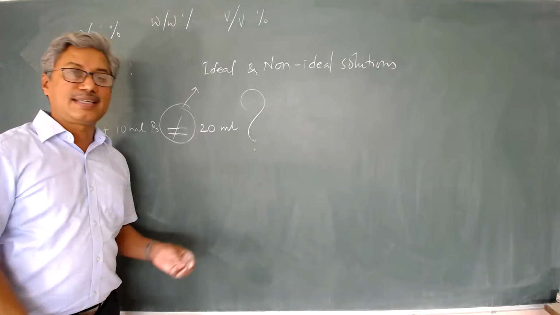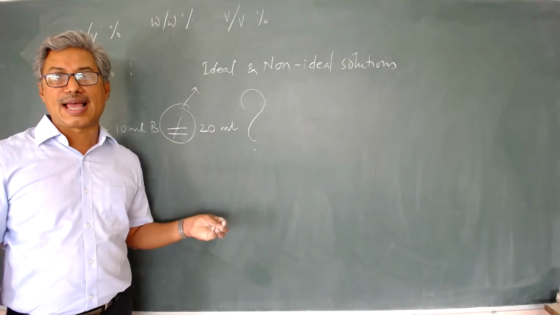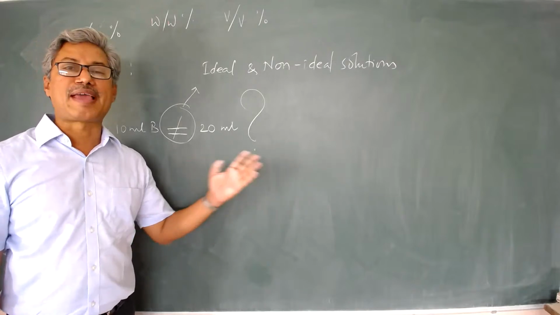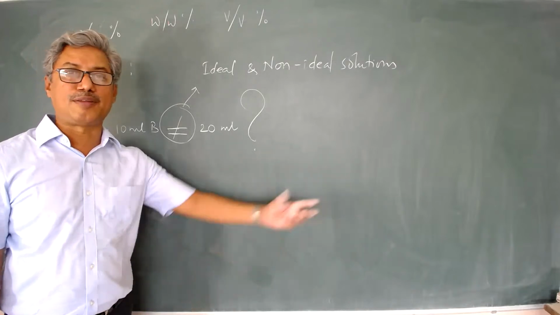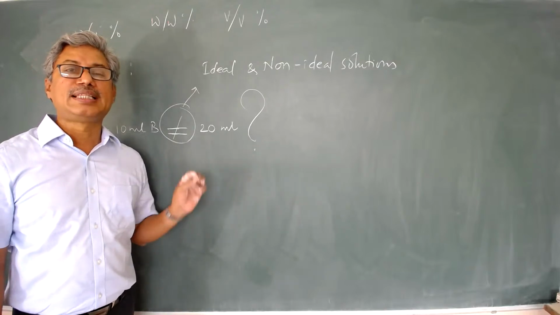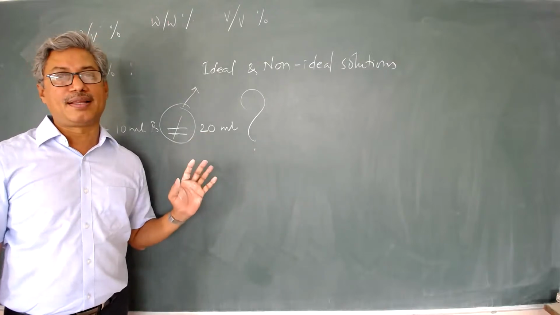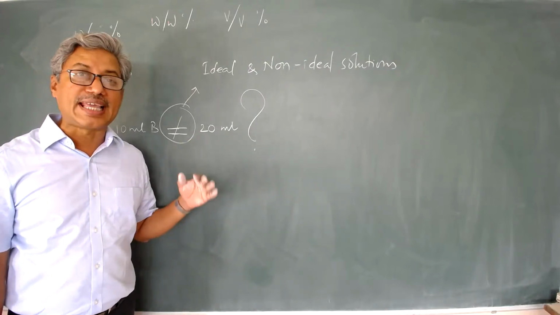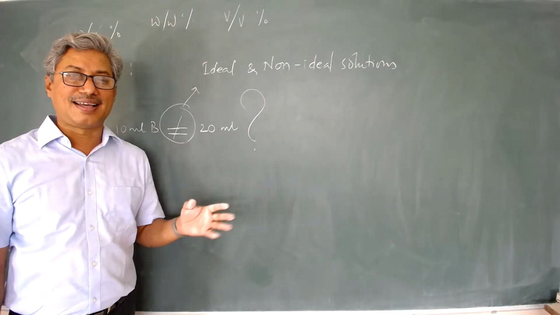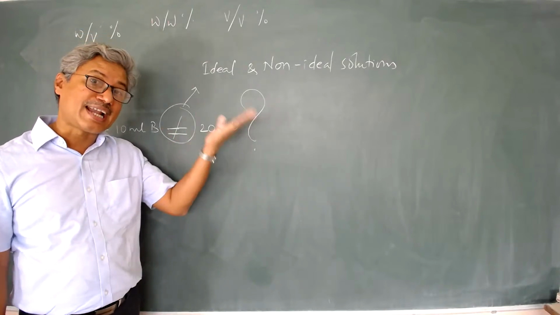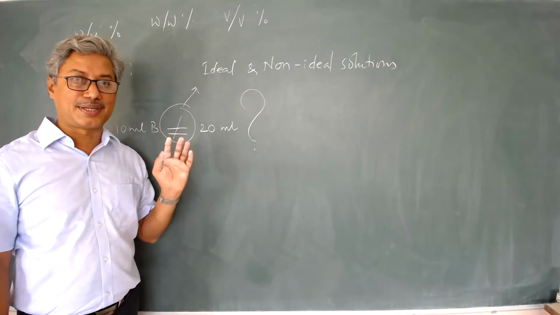Now, if you happen to have a discussion with any of your friends, and you put this question: 10 ml of A plus 10 ml of B is how much? Total volume is how much? Then 99.99% of the time, they will definitely say it is 20 ml. Then if you say it may or may not be equal to 20 ml, they may think that you are out of your mind. But it's not that they are right. You are right.